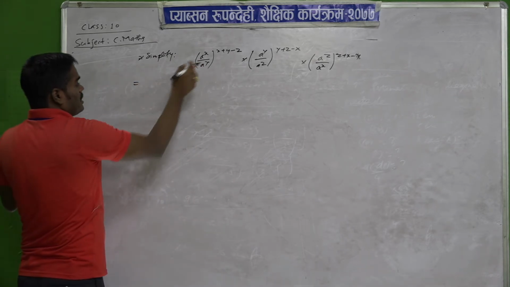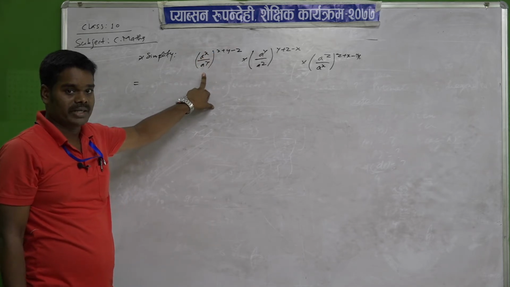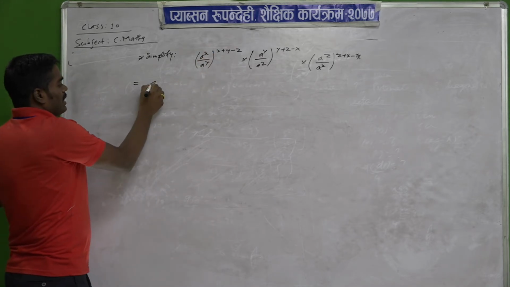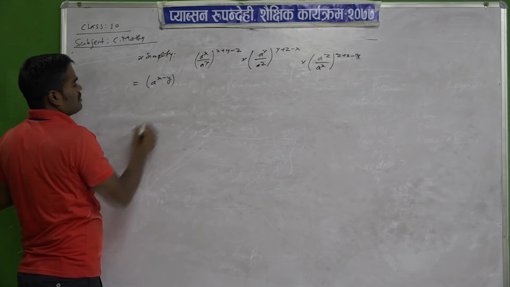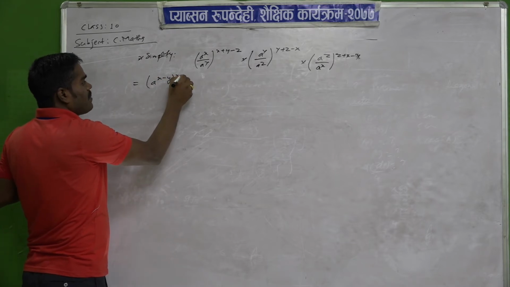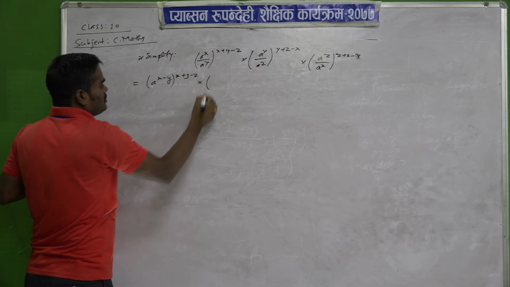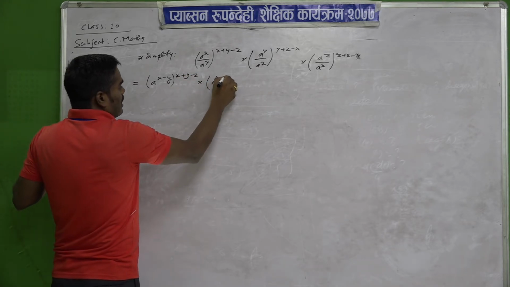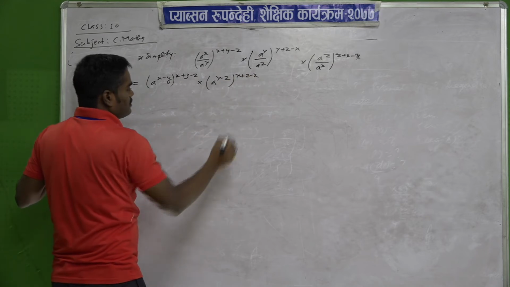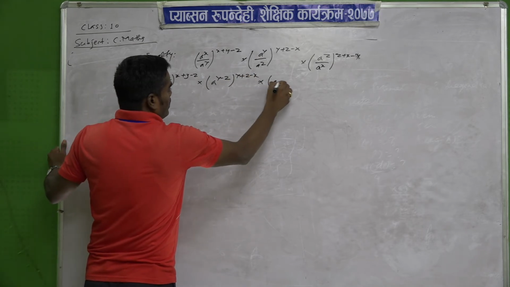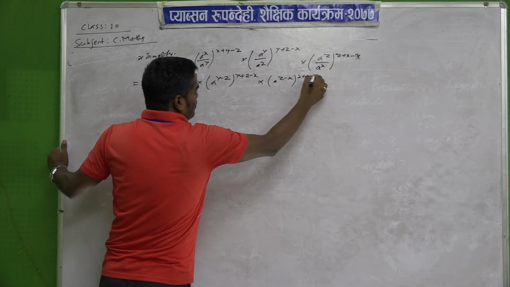See here also, we can use the quotient law. a power x upon a power y, so you can directly write a power x minus y. So the whole power is x plus y minus z, into a power y minus z, whole power y plus z minus x, into a power z minus x, whole power z plus x minus y.